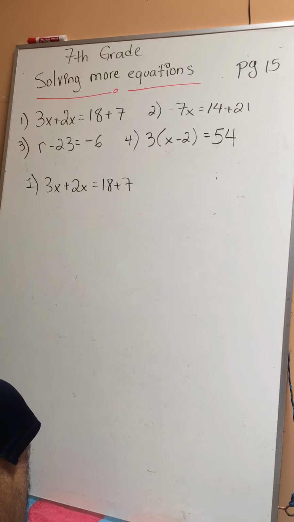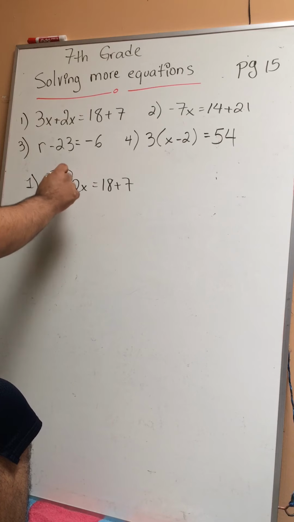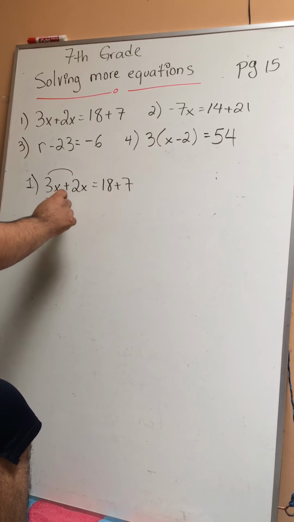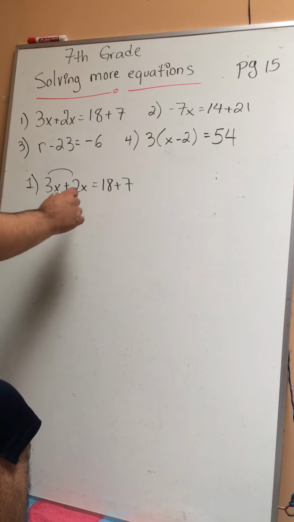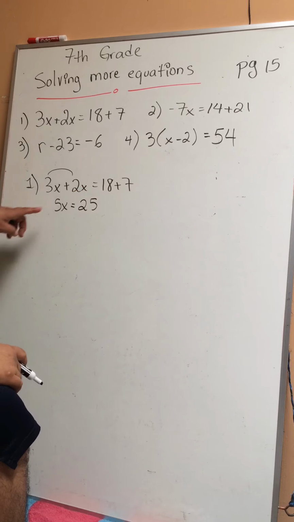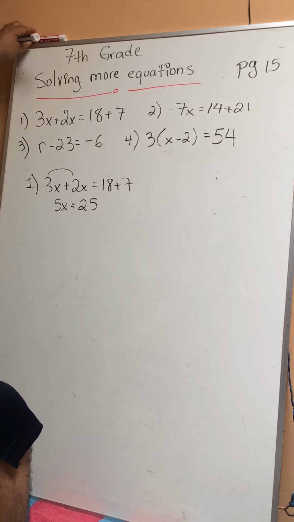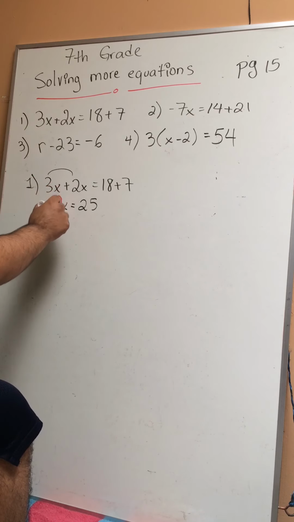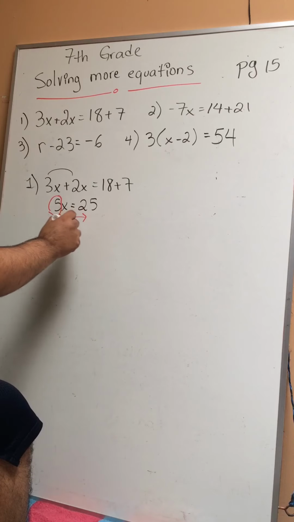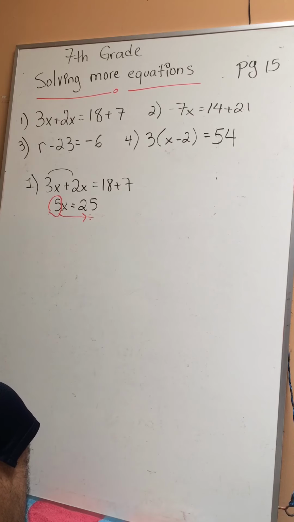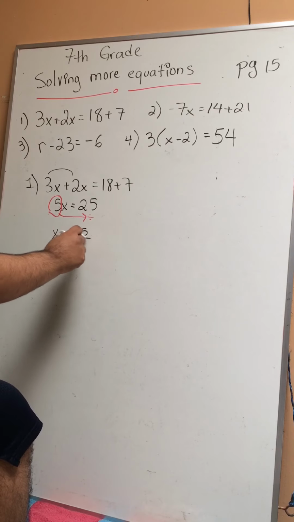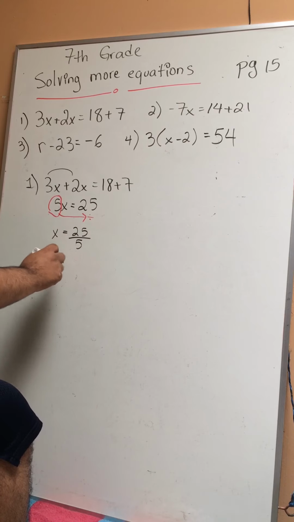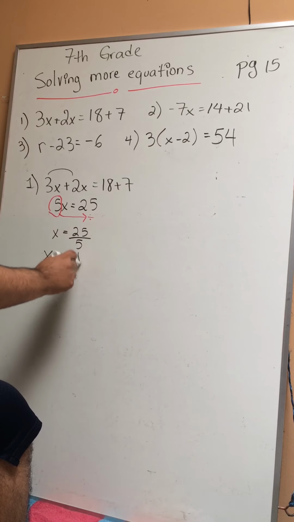So these two, we can add them. 3 plus 2, 5x, and 18 plus 7, 25. And this number is multiplying. So how do I switch it to the other side? Divide. We take this 5 and move it to the other side, dividing. So we have x equals 25 divided by 5. That means that x equals 5.